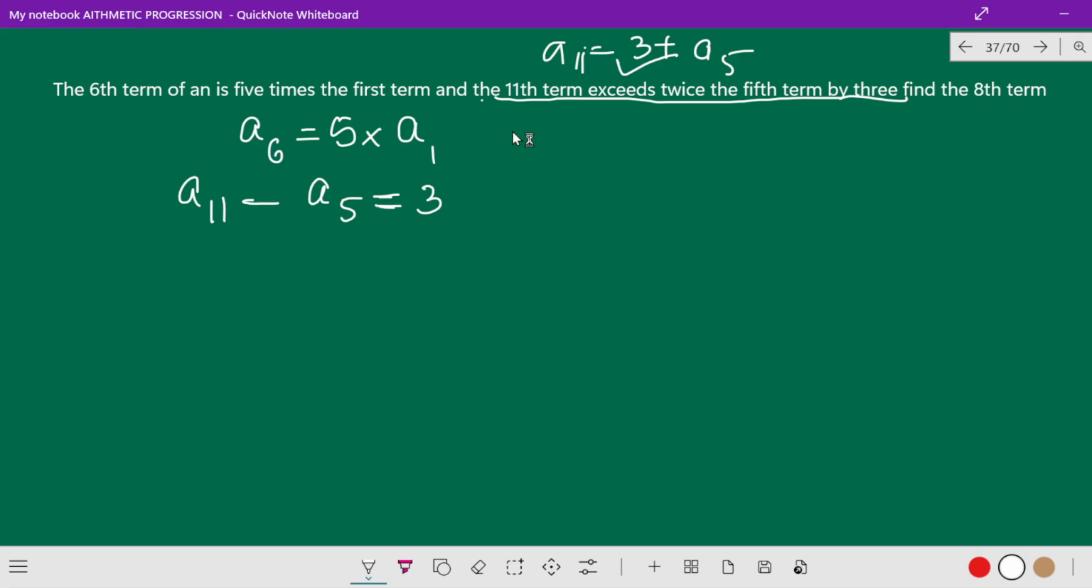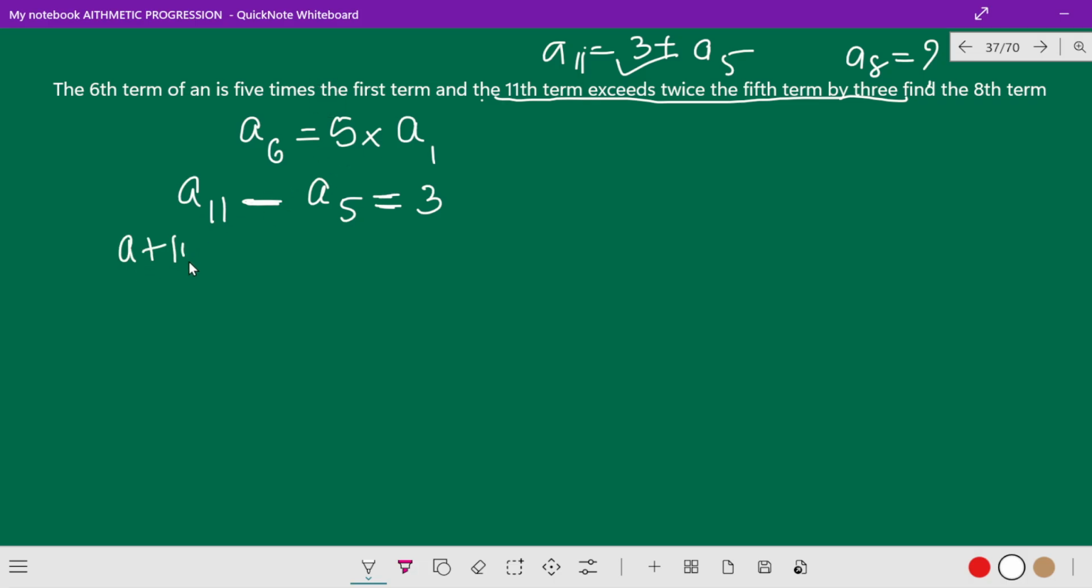Find the 8th term. So you have to find the 8th term, A8 is equal to how much? So this is the condition given to us now. Here we have A6 is equal to 5 into A1. And A11 minus A5 is equal to 3. This is what we have got. So from these two equations we can get A and D. Okay, so let us find now.